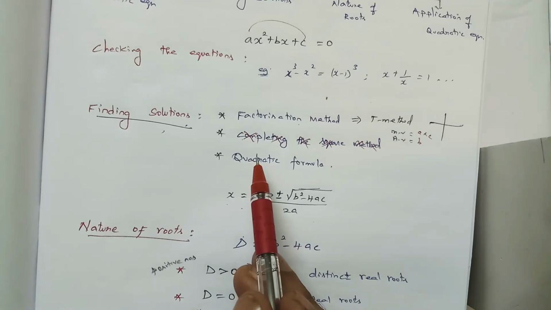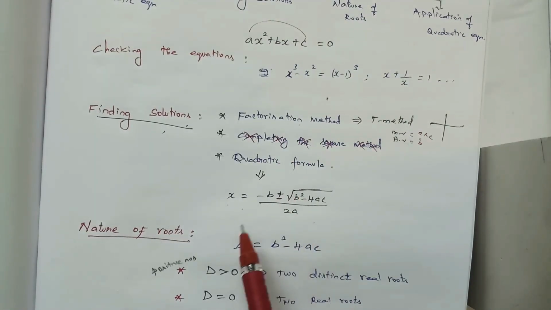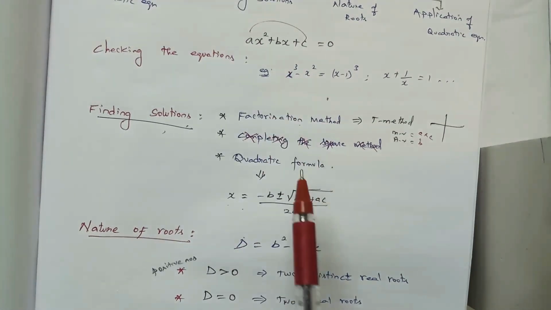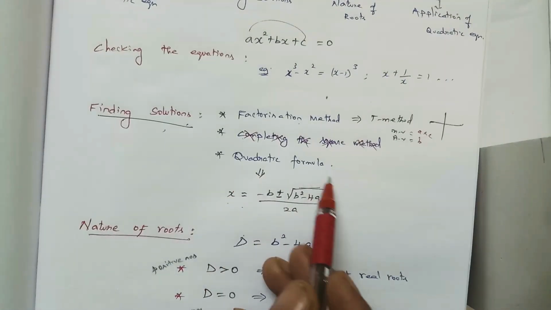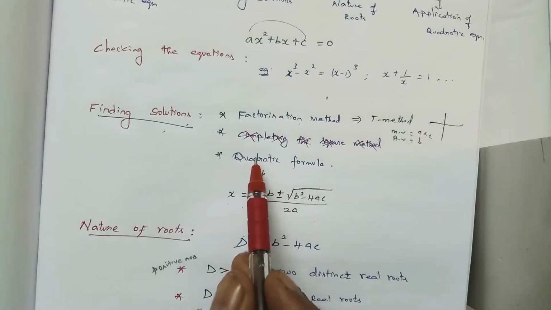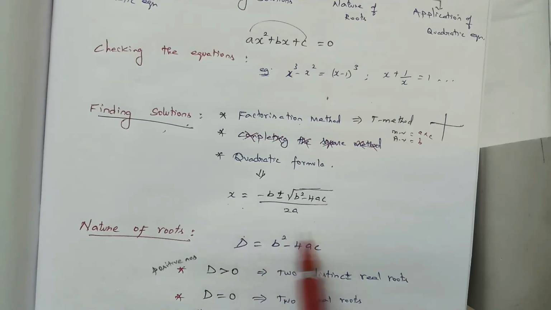Before that, I have to ask you one thing. For a quadratic equation, how many solutions are there? 2 solutions, right? For each quadratic equation, we have 2 solutions or 2 roots, right? By using the formula we are finding the solution, and that is the quadratic formula. So you can practice more on that.